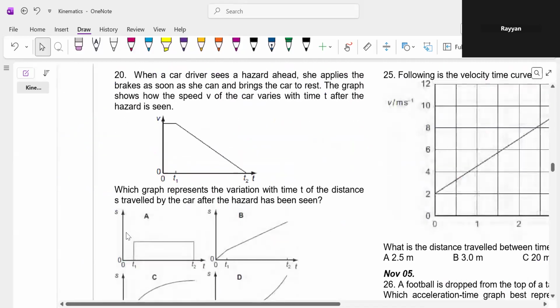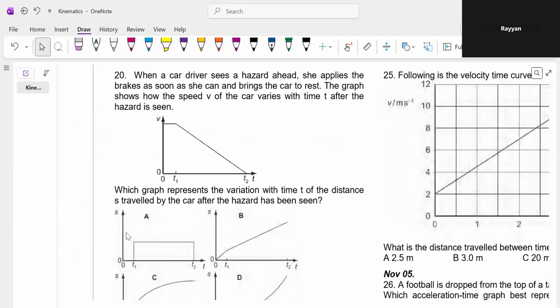This will confuse you. Most of the time, the practical questions are like this, but by practice, you will get them, Inshallah. Okay. Now, when a car driver sees a hazard ahead, she applies the brakes as soon as she can and brings the car to rest. The graph shows the speed v of the car varies with time t after the hazard is seen. Which graph represents the variation with time t of the distance traveled by the car after the hazard has been seen?